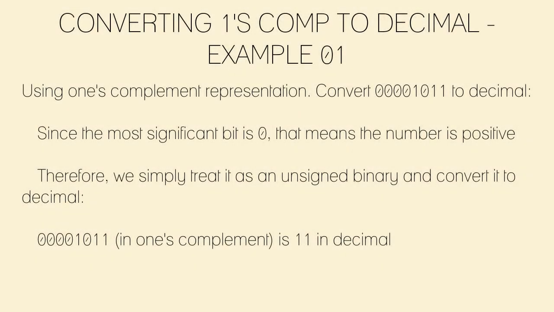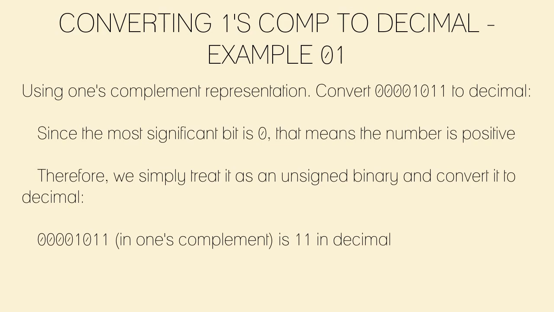Let's dig into an example of converting a ones complement binary number back into a decimal. Our task here is to convert the binary number 00001011 into a decimal. Firstly, we observe the most significant bit, or the MSB, which is the leftmost bit of our binary number. Here, the MSB is 0. This tells us that the number is positive in one's complement representation. When we are dealing with positive numbers, the process is pretty straightforward. We can treat the binary number as an unsigned binary and convert it directly to its decimal equivalent.